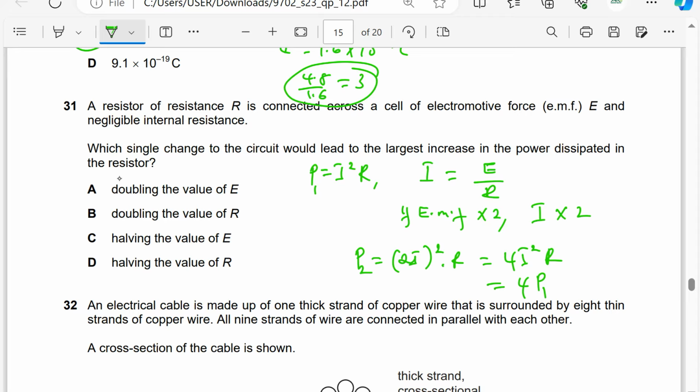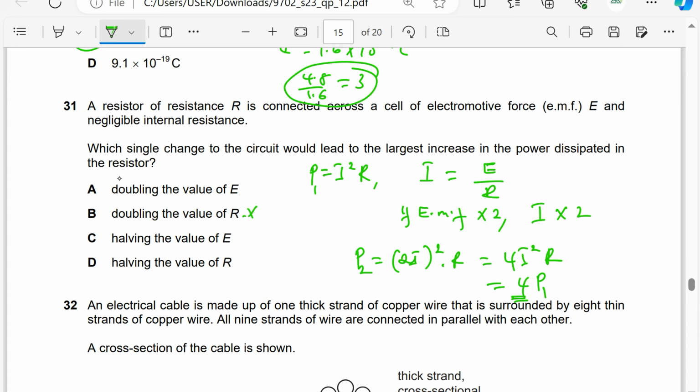Which single change to the circuit would lead to the largest increase in the power dissipated in the resistor? Doubling the value of E? We have seen that doubling the value of E makes the power multiplied by 4. Doubling the value of R would make the power multiplied, I think, by 2, because power is directly proportional to R.